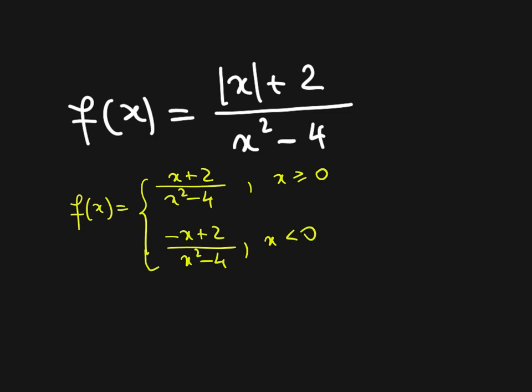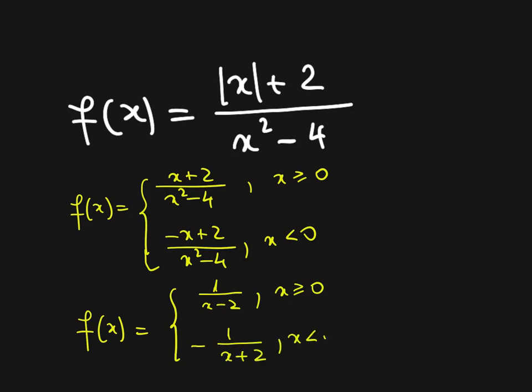Now, if we are lucky enough to observe that some expressions cancel, we get 1 over x minus 2 for x bigger or equal than 0, and minus 1 over x plus 2 for x smaller than 0. We need to add that the domain is everything except for 2 and negative 2. So here I can't have x is 2, and here I can't have x is negative 2.